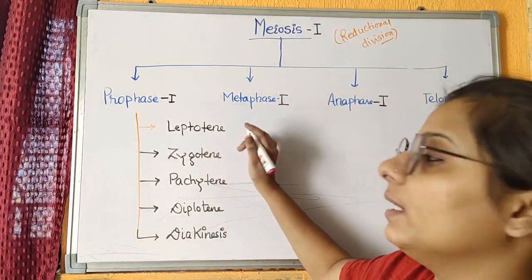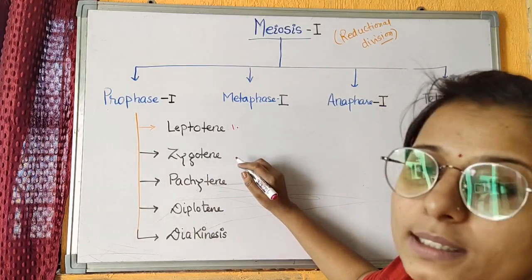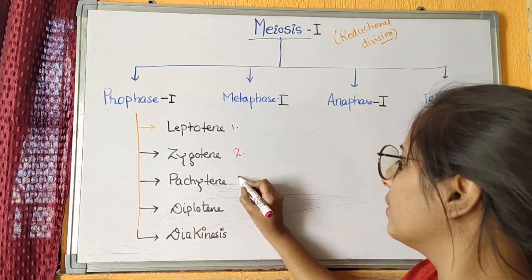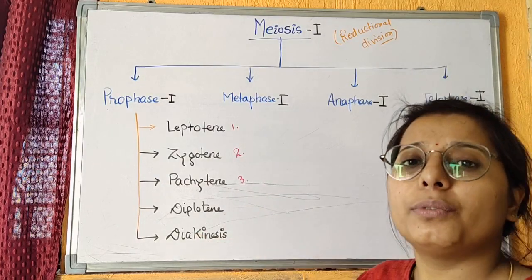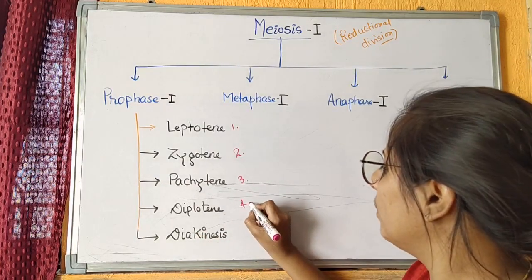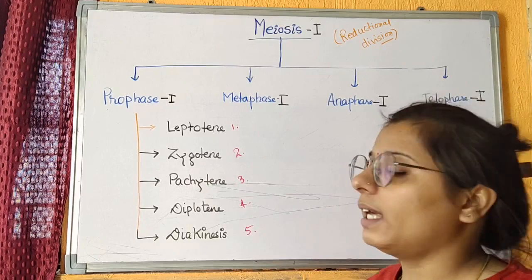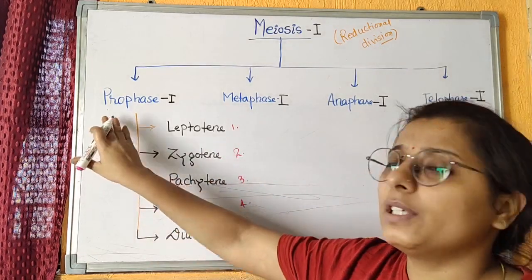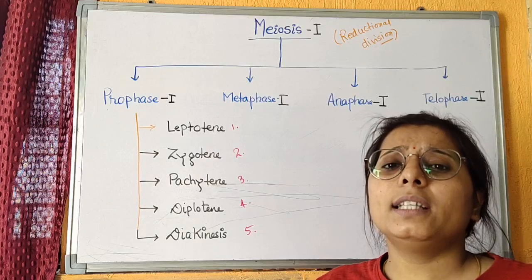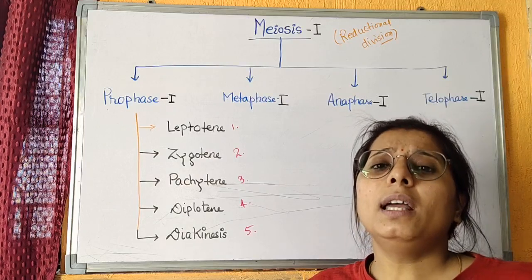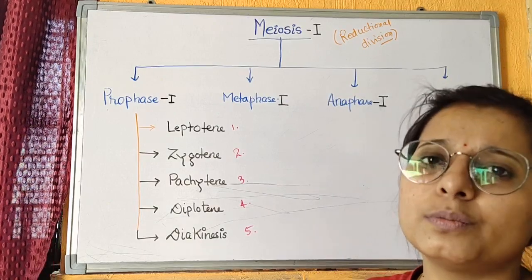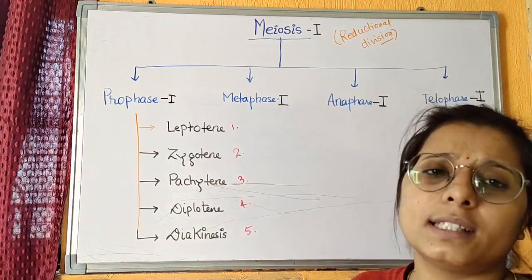The first one is Leptotene, second is Zygotene, the third sub-stage of prophase 1 is Pachytene, the fourth sub-stage is Diplotene and fifth is Diakinesis. All these 5 sub-stages of prophase 1 are very important and they refer to the crossing over in the non-sister chromatids of homologous chromosomes and then condensation.